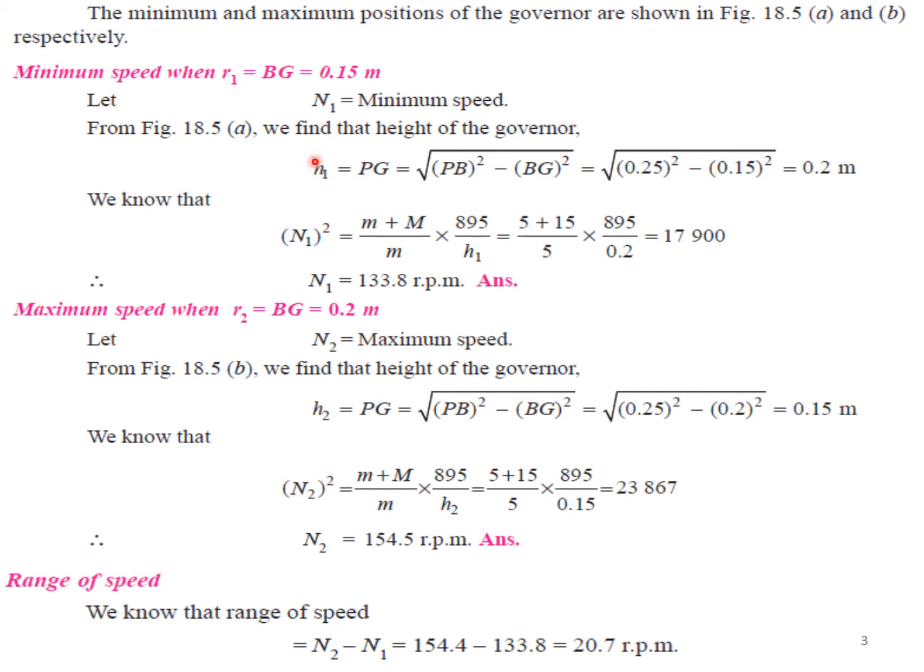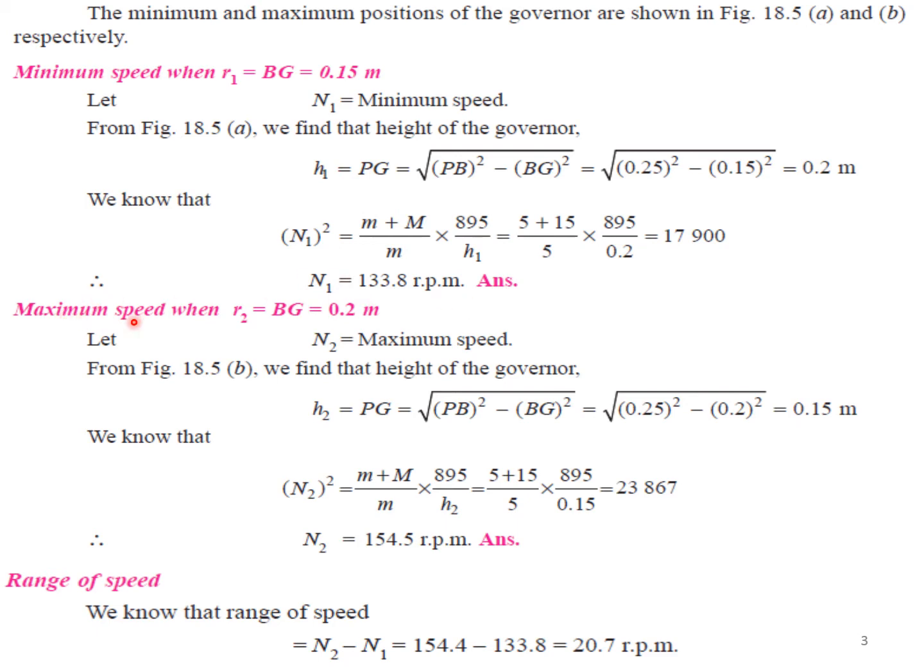So from the figure, first, as I told, we have to calculate the value of H1, the height of governor, which is equal to PG. By using Pythagoras theorem, square root of PB square minus BG square, we substitute the values and we get the value of H1 as 0.2 meters. By substituting the value of H1 in this equation, that is N1 square is equal to (m plus M) divided by m into 895 by H1. Small m is 5 kg, capital M is 15 kg, H1 is 0.2 meters. We get the value of N1 as 133.8 rpm. So this is the minimum speed.